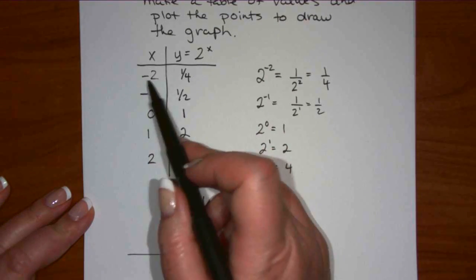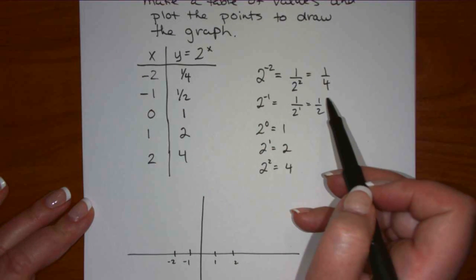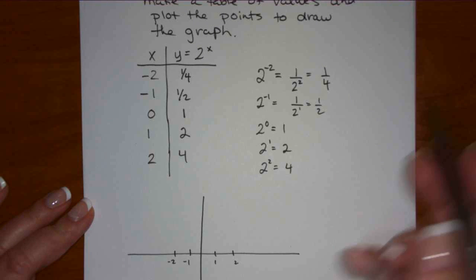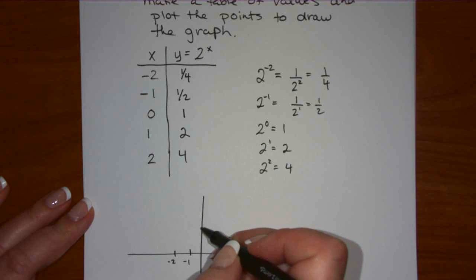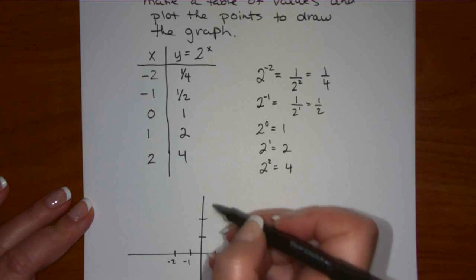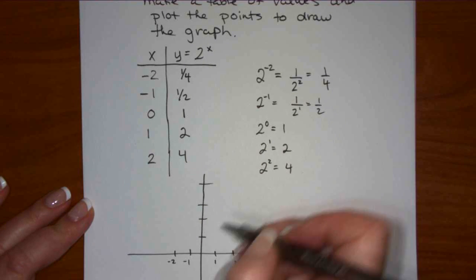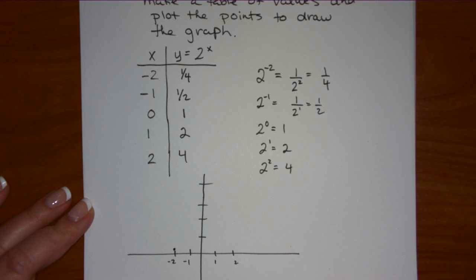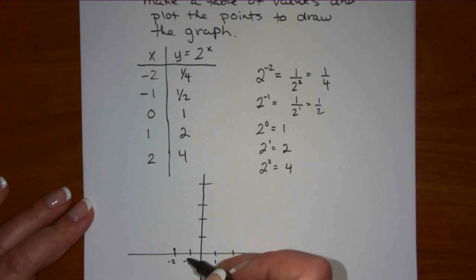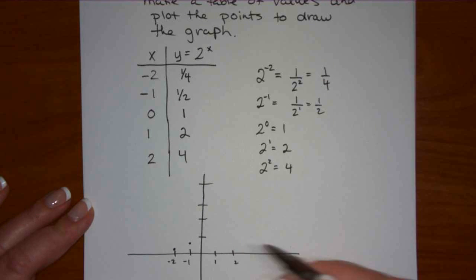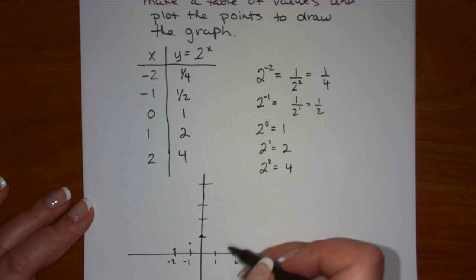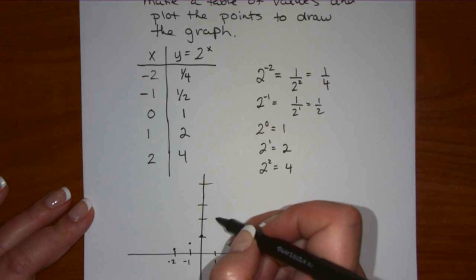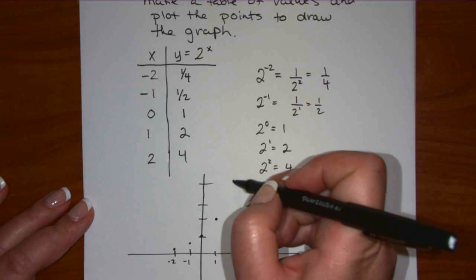When you plug in a negative, it makes it a fraction. So it doesn't make it negative. So -2 gave me 1/4. Let's go like this. 1, 2, 3, 4. So 1/4 is really down here. -1 gave me 1/2, a little higher. 0 was 1. 1, 2, 2 is 4.